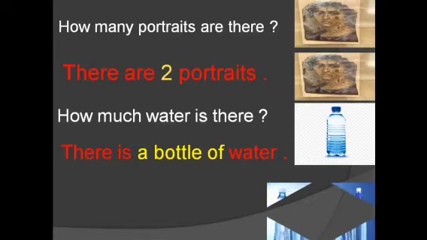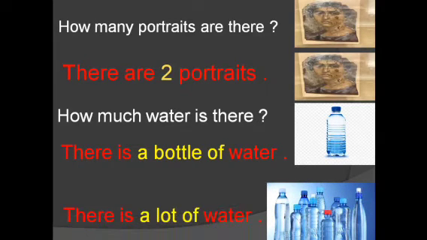Or there is a lot of water. If we have this picture, there is a lot of water. Okay? So here we can say there are water. This is wrong. If you want to say there are, you can count the bottles of water. So you can say there are 1, 2, 3, 4, 5, 6, 7, 8, 9 bottles of water. So you can say there are 9 bottles of water.